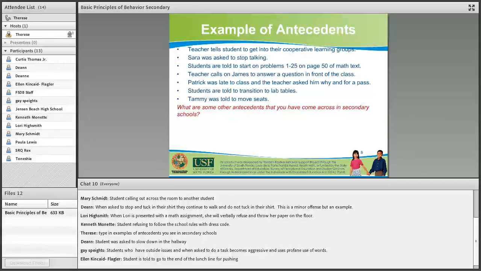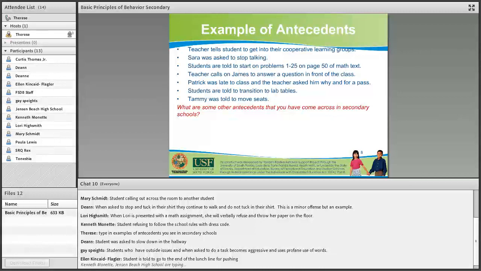Absolutely. So Gay, you're identifying that slow trigger. Something's going on, kind of removed in time, but their bucket's full, and when you ask them to do one thing, then that becomes an antecedent for problem behavior. Excellent, Ellen. That's a good one. Students is told to go to the end of the lunch line after they push someone. Very good. And Kenneth is going to jump in the fray here.